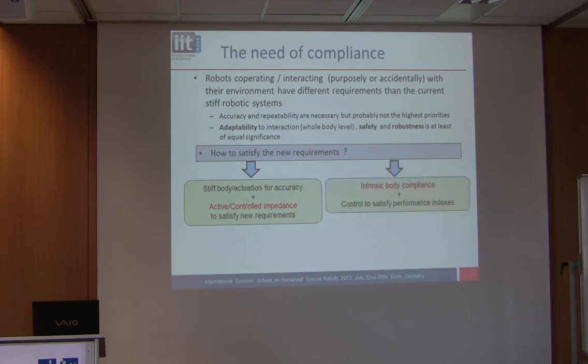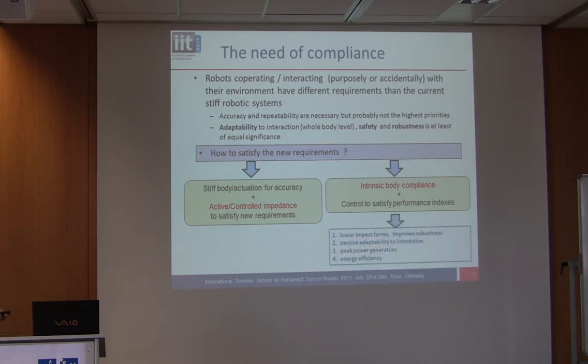But the standard solution is basically to go for the opposite design principle, where the body is designed to be compliant, so it's intrinsically compliant, soft, and then you use the control to achieve the performance index that you need, that you lose with the introduction of compliance. For example, the accuracy and repeatability will not be the same in the case of the intrinsically soft robot, so this would be reduced. To bring it back and reach the level required for the task, you need to apply the control. So it's completely the opposite way of designing the robot, reversing the body design principle from stiff to soft, and then using the control to achieve back the performance that we need in terms of the position of the end effector.